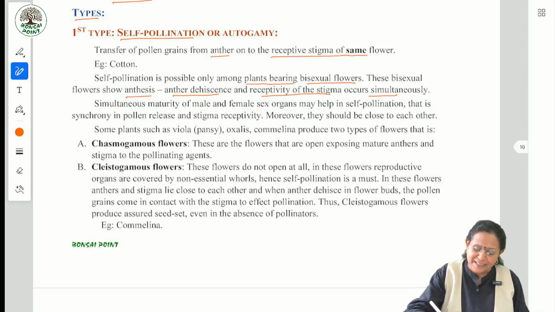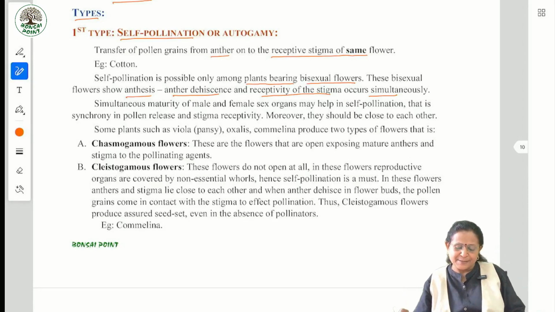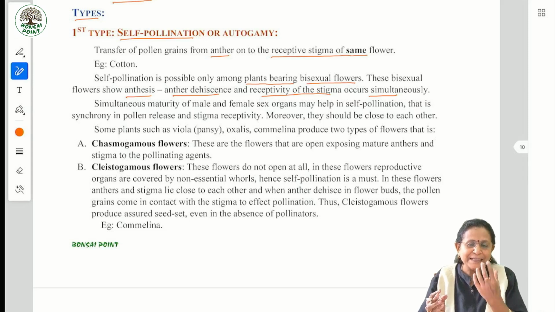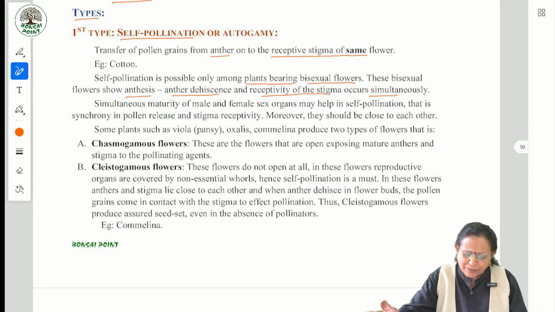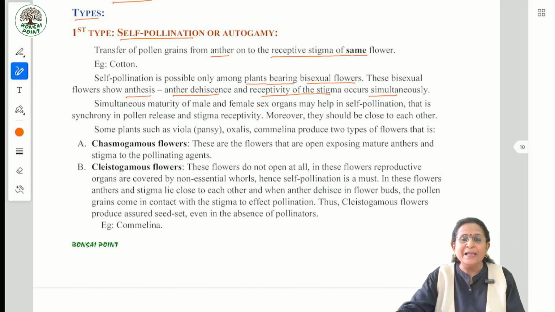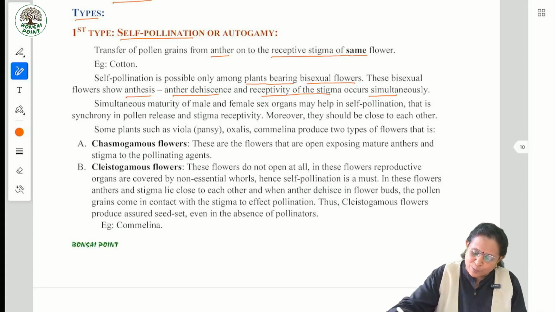Anther dehiscence is otherwise called anthesis. Only if both the anther maturing time and the stigma maturing time are the same can self-pollination occur. Simultaneous maturity of the male and the female sex organs may help in self-pollination. That's what I told you now.